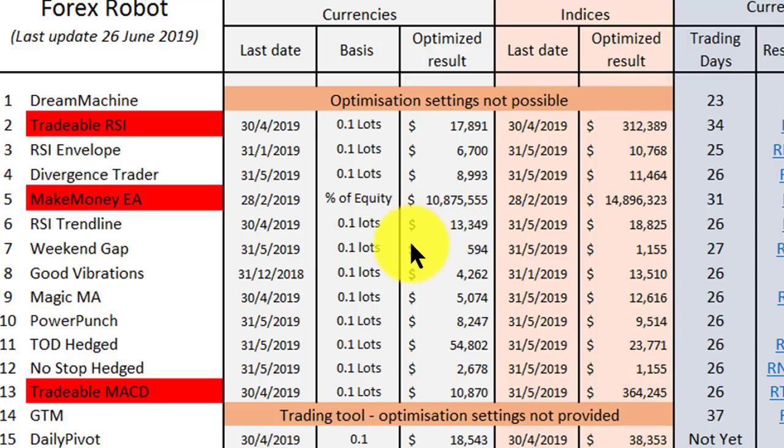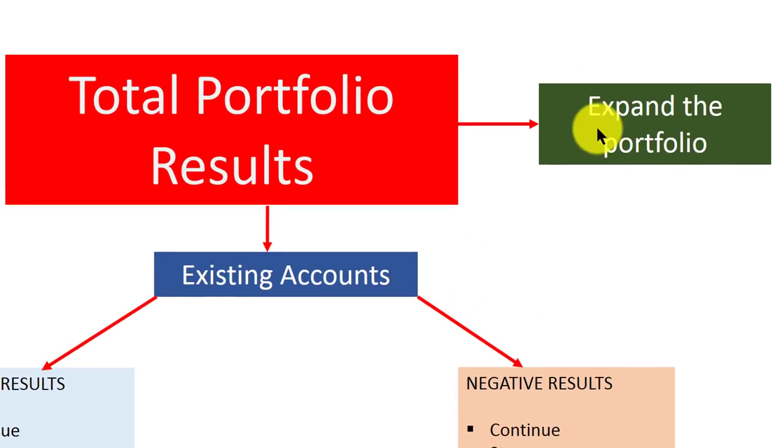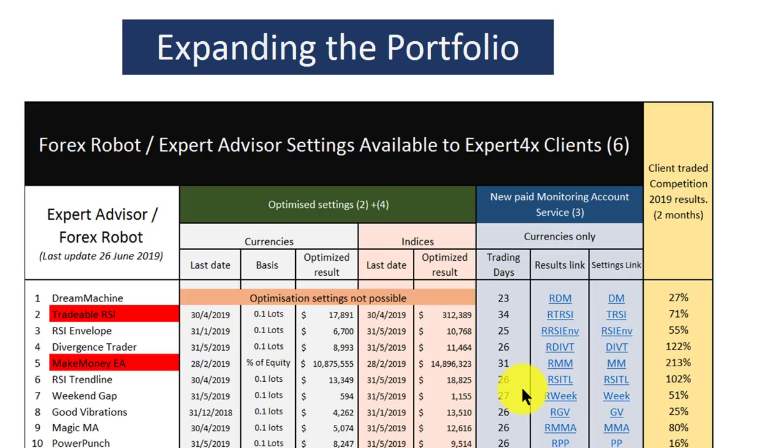So what we're going to be doing is adding indices to the portfolio. In fact, we'll have a separate portfolio for indices and only trade those three EAs in that particular portfolio. So we are expanding the testing work that we are doing. We are going to expand on the portfolio that we currently have in place. So that's the one aspect that we will be doing in the course of the next week or so.